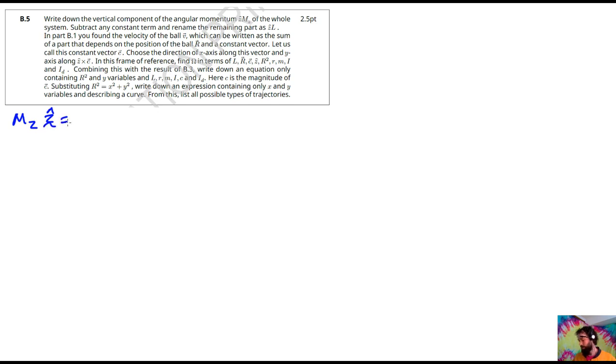Now this has got contributions from two places. One, a contribution from the table rotating, so that's just going to be given by the moment of inertia of the table, multiplied by the angular velocity of the table, and that's in the z direction. And then you've got the ball.